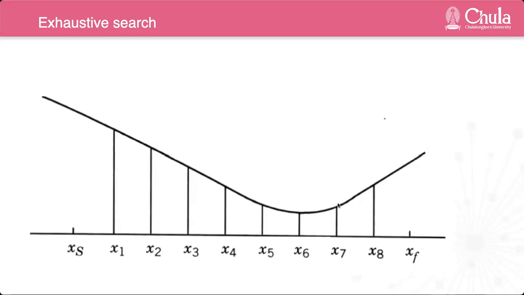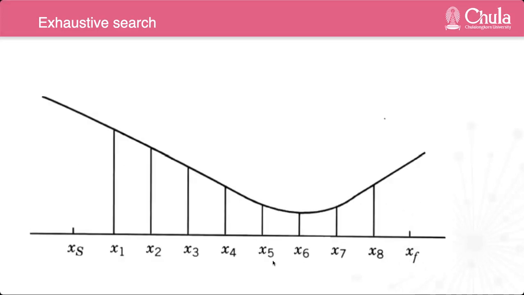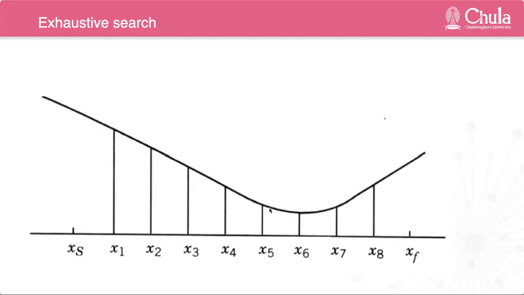And you see that from the starting interval of length L0, in the next step we narrow down to 2L0 divided by n+1, right? Because we evaluate 8 points, we divide it into 9 steps. And 2 here because we have to consider 2 of them. It can be here or here. Depends.